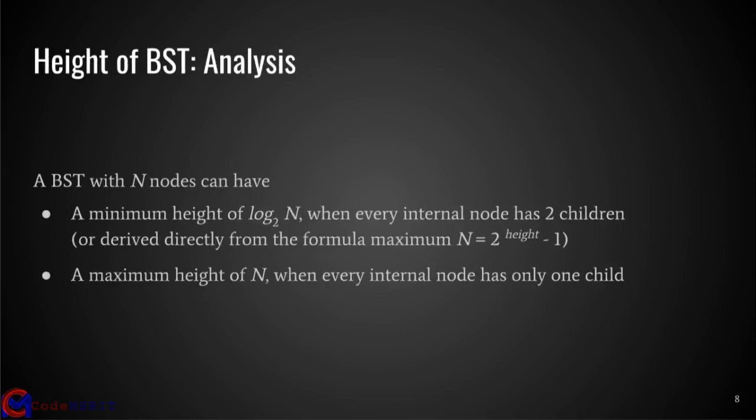A binary search tree with n nodes can have a height anywhere between log n to the base 2 to n. We have seen that a binary tree with a certain height can have at most 2 to the power of height, minus 1, nodes and at least height number of nodes, which explain the minimum and maximum height criteria.